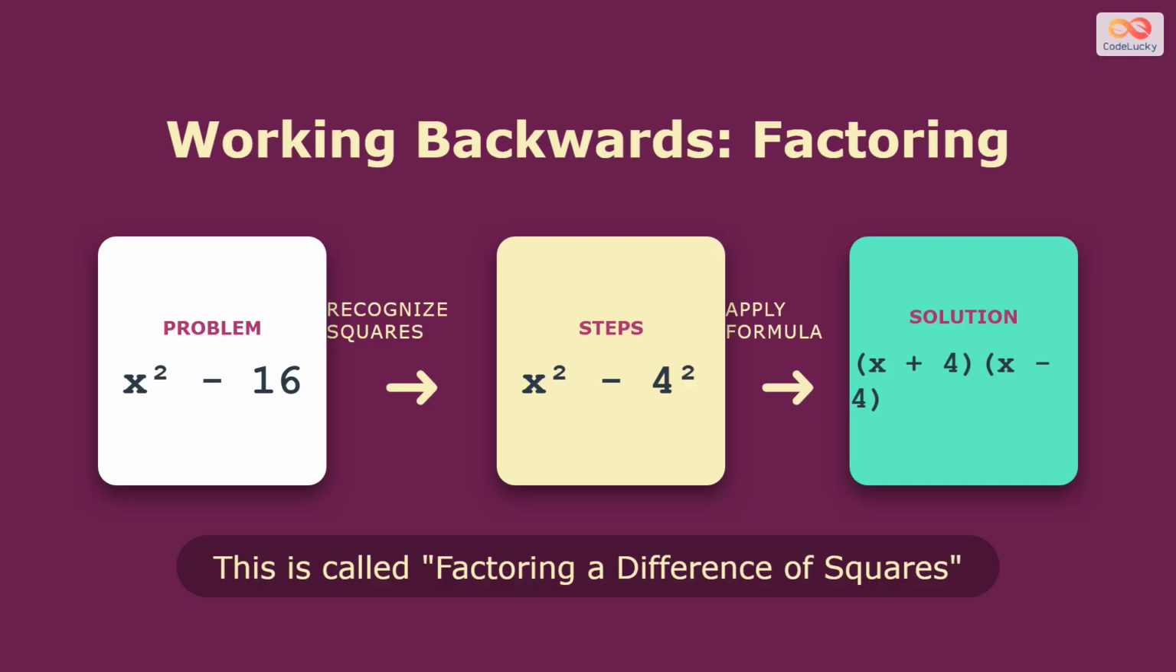This formula is a two-way street. If you see an expression like x squared minus 16, you can recognize it as a difference of two squares. Since 16 is 4 squared, we can factor this back into brackets: x plus 4 multiplied by x minus 4. This skill is crucial for solving more advanced equations.